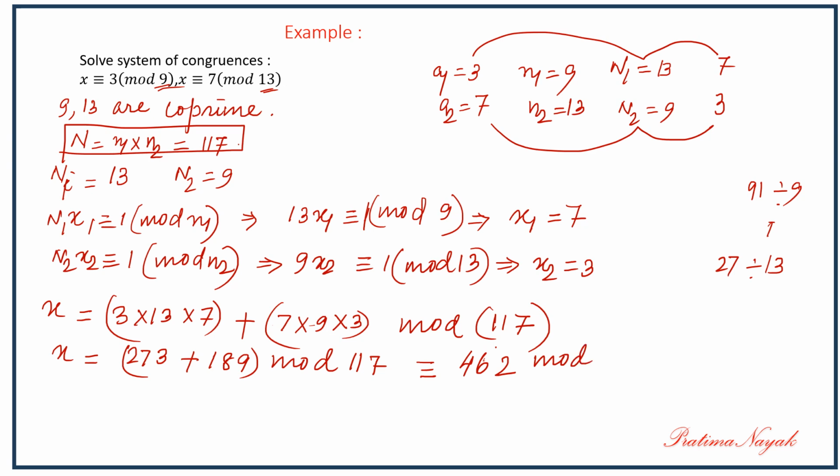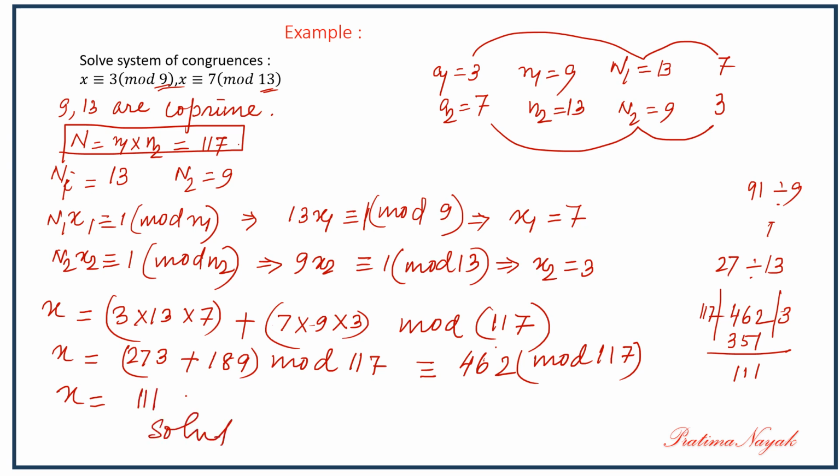modulo 117. When 462 is divided by 117, it will be 3, 5, 1, 1, 1. So 111 is the remainder. So the solution is 111.